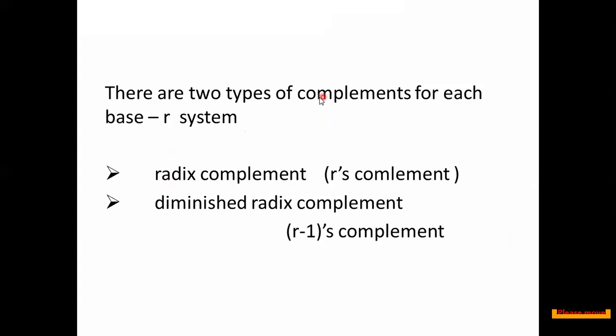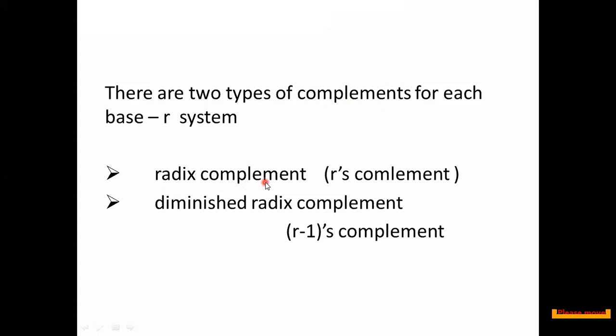See here, there are two types of complements for each base R system. Base R, so here we are having totally 4 number systems. Those will be binary, the base is 2, decimal, the base is 10, octal, the base is 8, hexadecimal, the base is 16. Okay, Amma? So here for each number system, we are having two types of complements.